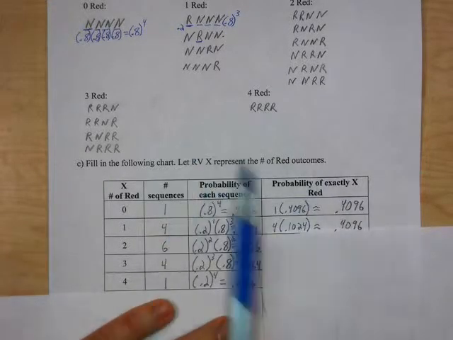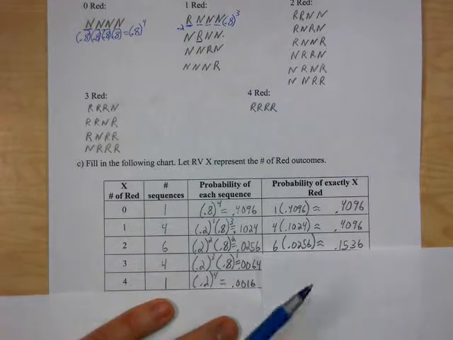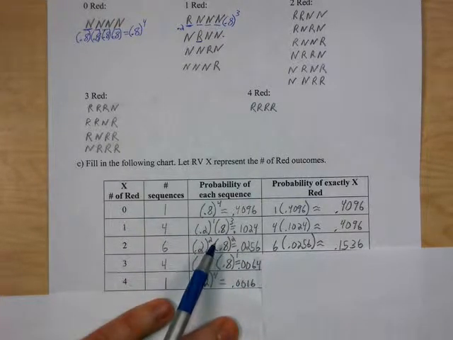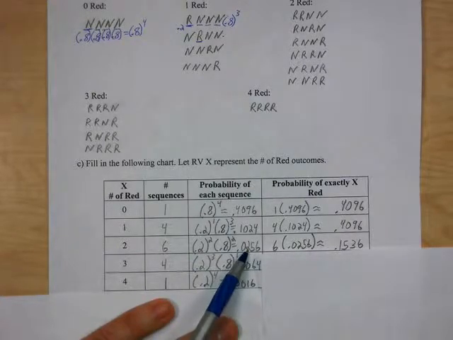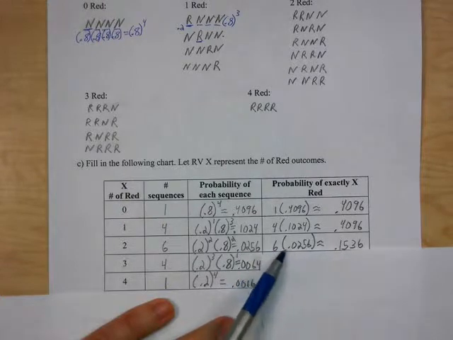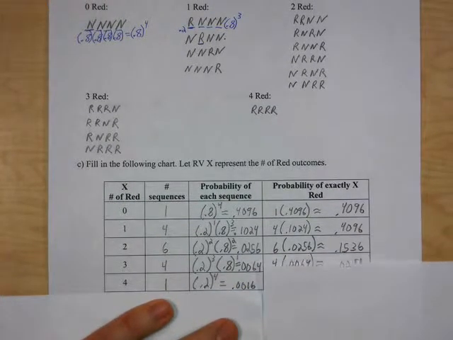That's just with the numbers that we had in this one. That's generally not true. To get the probability of 2 reds, there were 6 ways, or 6 sequences, to get 2 reds. Each sequence had a probability of 0.0256. The 6 ways for that to happen, multiply those together, 0.1536. Okay, and then you could fill in the rest.